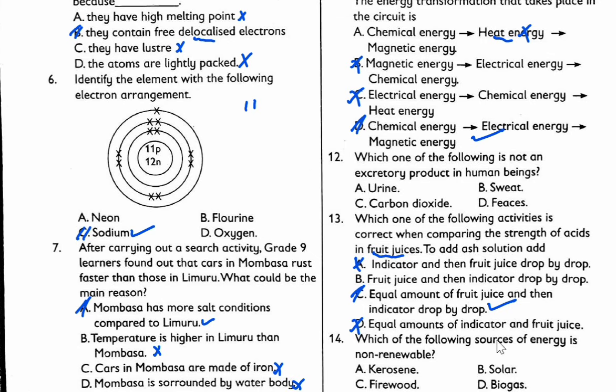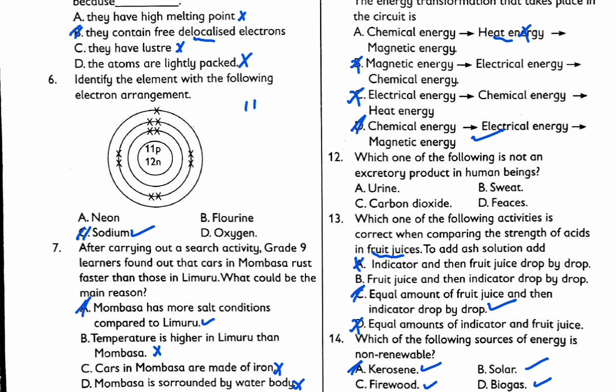Question number 14. Which of the following sources of energy is non-renewable? A, kerosene; B, solar; C, firewood; D, biogas. Non-renewable means the one which cannot be replaced once used. Solar is renewable. Also biogas is renewable. Also firewood is renewable. Therefore, the one which is non-renewable is kerosene. Kerosene comes from petroleum, and once used, it cannot be replaced, and therefore kerosene is non-renewable.